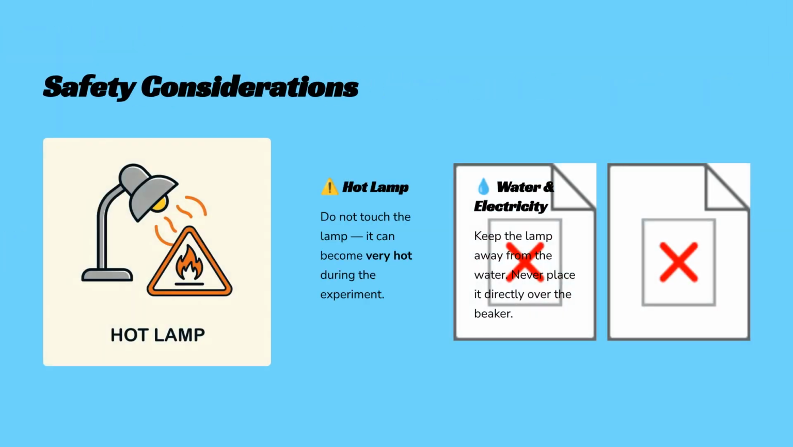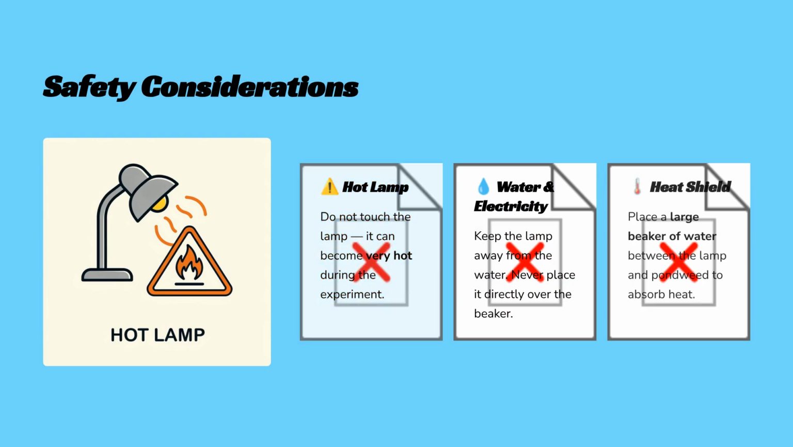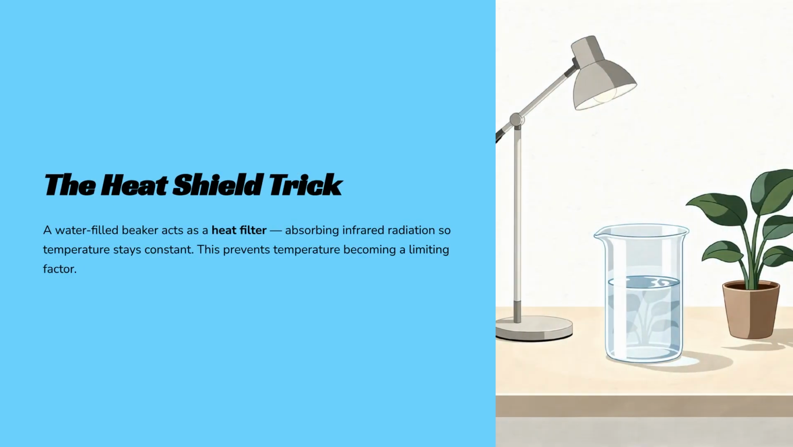Safety is important. Be mindful of the hot lamp, keep water away from electricity, and use a heat shield, like a water-filled beaker, to absorb heat and prevent the experiment's temperature from changing. The heat shield, a beaker of water placed between the lamp and pondweed, acts as a filter. It absorbs infrared radiation, ensuring temperature remains a constant control variable.